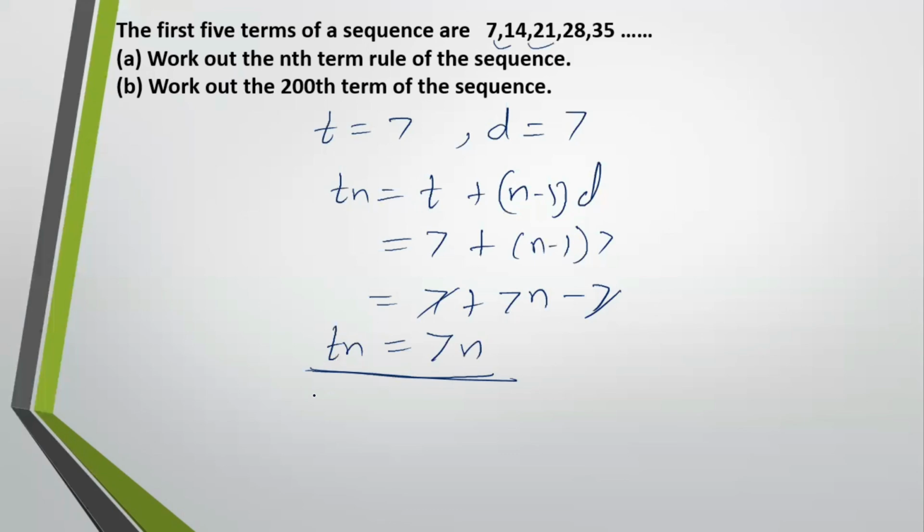And if you have to find the 200th term, so T200 is equal to 7 multiplied by 200. In place of n, I'm putting 200, which is 7 2s are 14 and these 2 zeros. 1400 is your 200th term. So you see, knowing the formula, it becomes so easy. You cannot keep on counting 7, 7, 7, 7, 7 for 200 times.